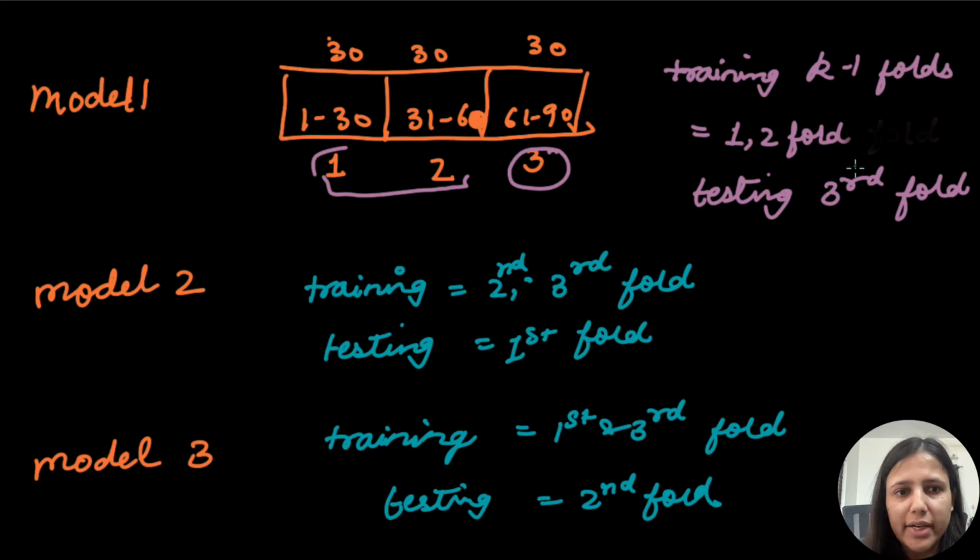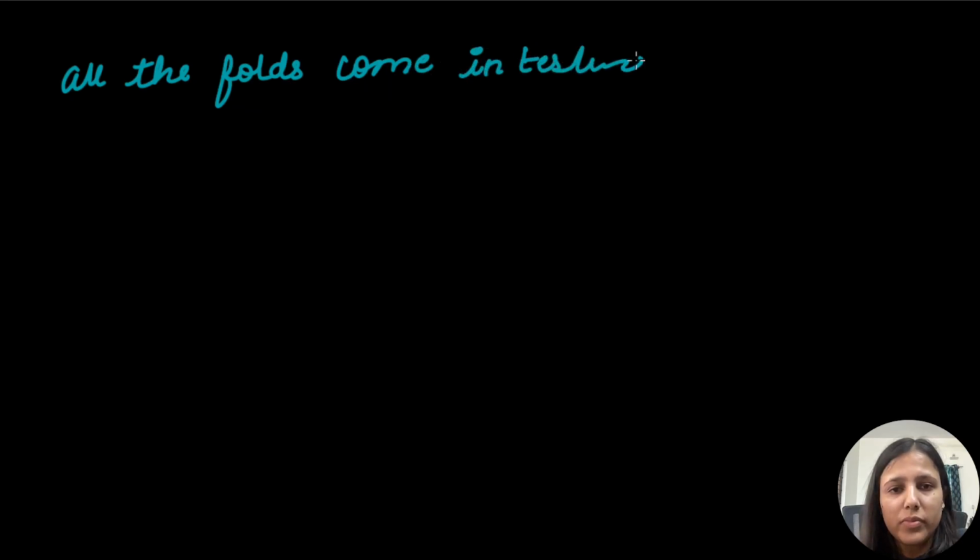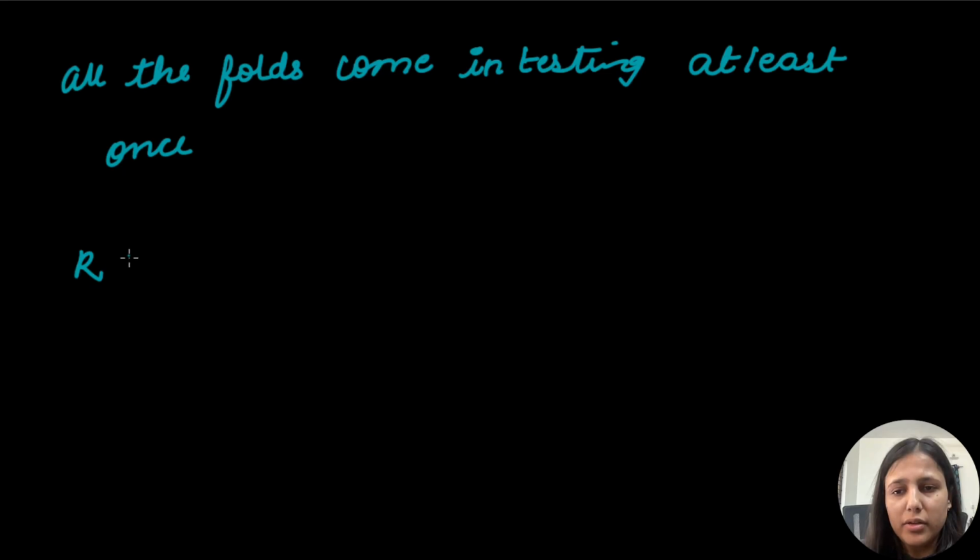So we are training the model k times, right? And we have k folds. For every model, one and only one of the folds is in testing, such that all the folds come in testing at least once. And we have k models, and we have k folds.